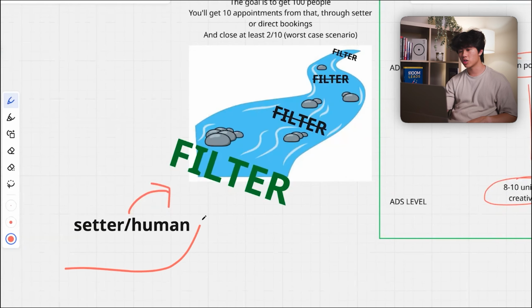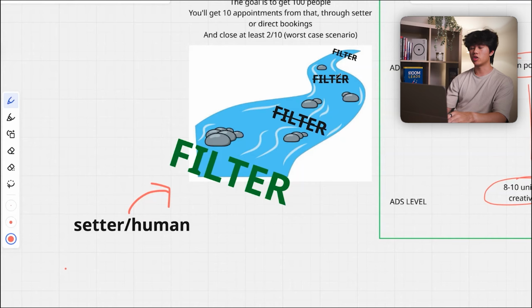So the setter and human, you are the filter in and of itself. You don't want to be choking out the lead flow with all of these filters, which are the questions that you're adding onto the lead form. You don't want to do that. The only filter that you have is one filter at the end of the river of leads, and that is your setter or some sort of human. That could be you, that could be an employed setter that you hire out, or maybe a closer.